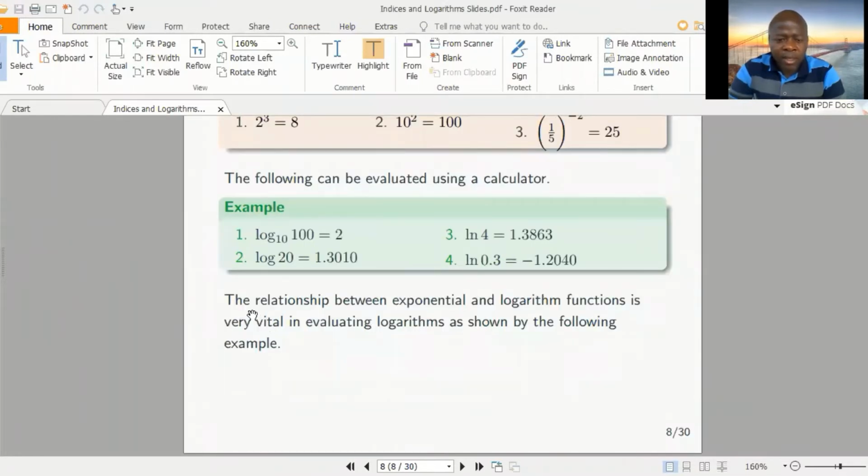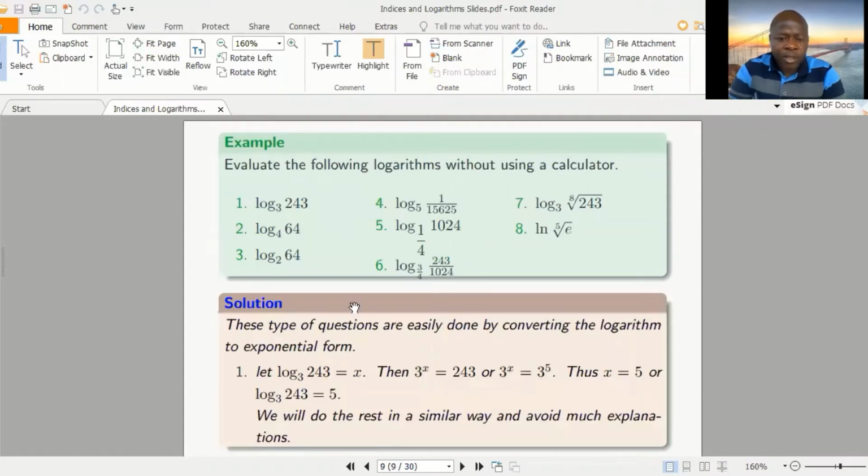Now, there's something I've written here: the relationship between exponential and logarithm functions is very vital in evaluating logarithms. And this is shown in the following example. The example says, evaluate the following logarithms without using a calculator. So we are not required to use a calculator, and I've said that we shall be using the relationship between the exponential form of the logarithm function.